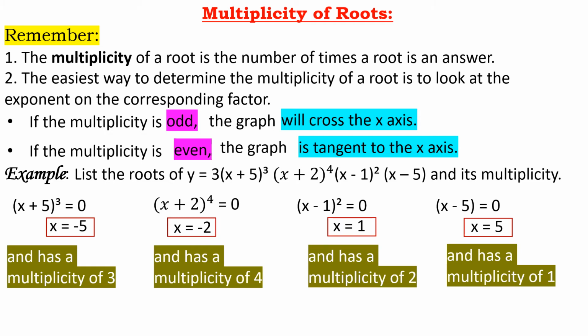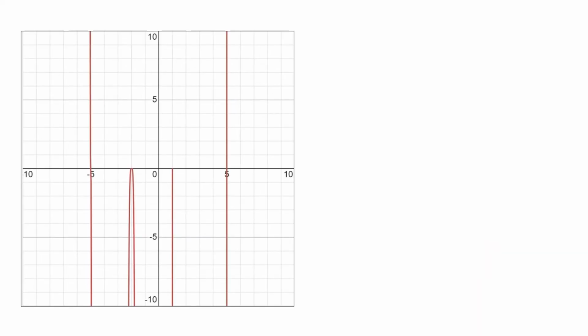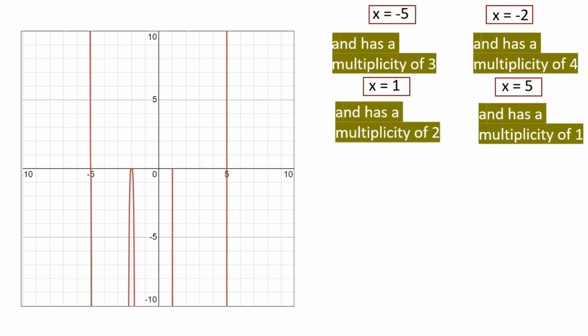I will show you the graph. So, ito yung graph niya. So, kunin natin yung data natin kanina. If x is equals to negative 5, okay, ito muna. Ito yung kanyang y-axis. This is the x-axis. Now, if x is negative 5, hanapin natin sa x-axis ang negative 5. Ayun. So, it has a multiplicity of 3.